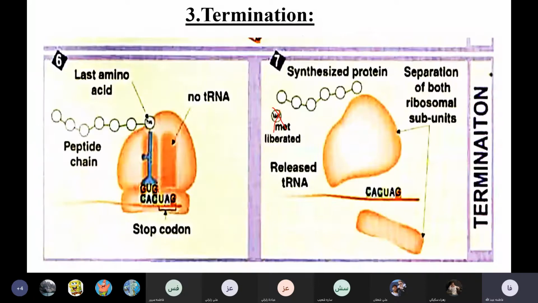When the stop codon is reached, it means the end of translation. So when the stop codon is reached, as you can see, the peptide will be released, the methionine will be liberated, will be removed, and the small ribosomal subunit and the large ribosomal subunits, they will dissociate, they will separate from each other. Do you have any question about translation before we continue?